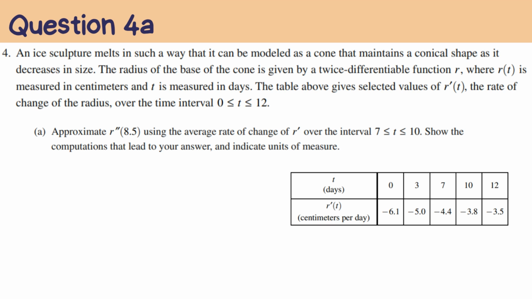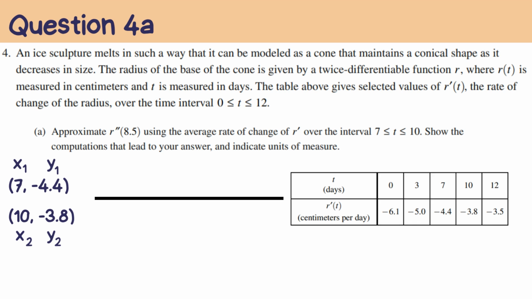Now question A asks us to approximate f double prime of 8.5 using the average rate of change from 7 to 10. Luckily, 8.5 is right in between 7 and 10, and we can use the slope formula to find that value. So our t and r prime of t coordinate is going to be (7, -4.4), and our coordinates for 10 are (10, -3.8). Using the slope formula, let's label our x1, y1, and x2, y2, and plug it into the equation: y2 minus y1 over x2 minus x1.